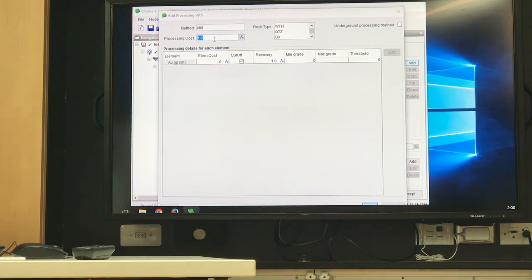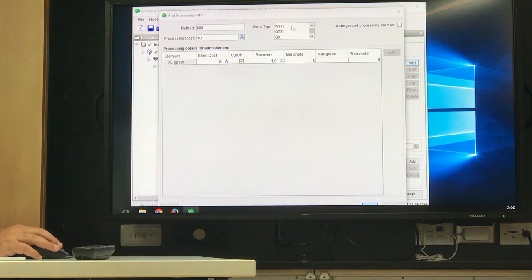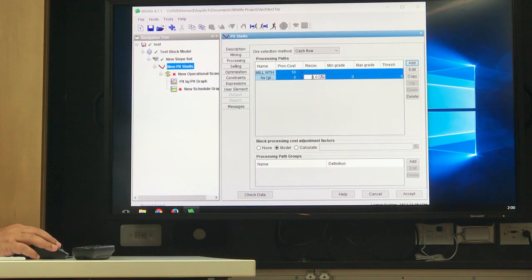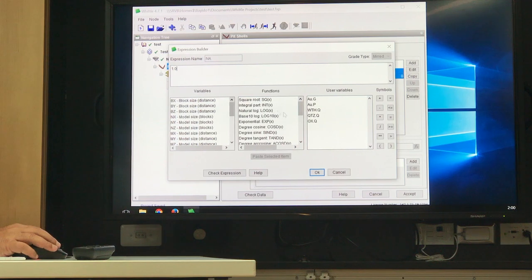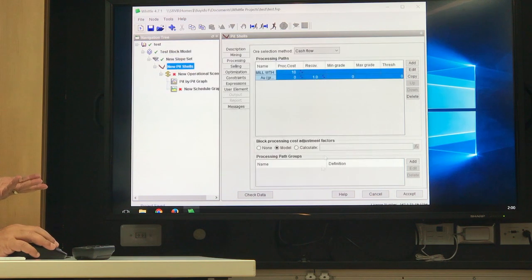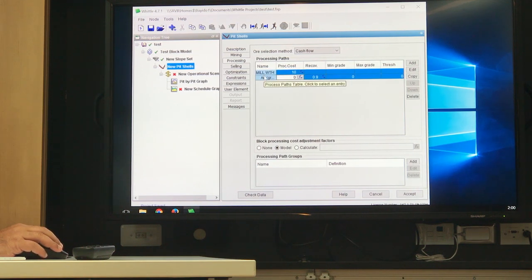Okay, so let's go simple here with $10, for example, and I could have different parameters for different rocks. As you could see, now I'm selecting this for this rock type. And in terms of recovery, as I mentioned, the recovery could be a function of the grade, or I could put a single number here, 90%. Then, as you could see here, I could have costs or penalties for deleterious elements. Here I don't have it.